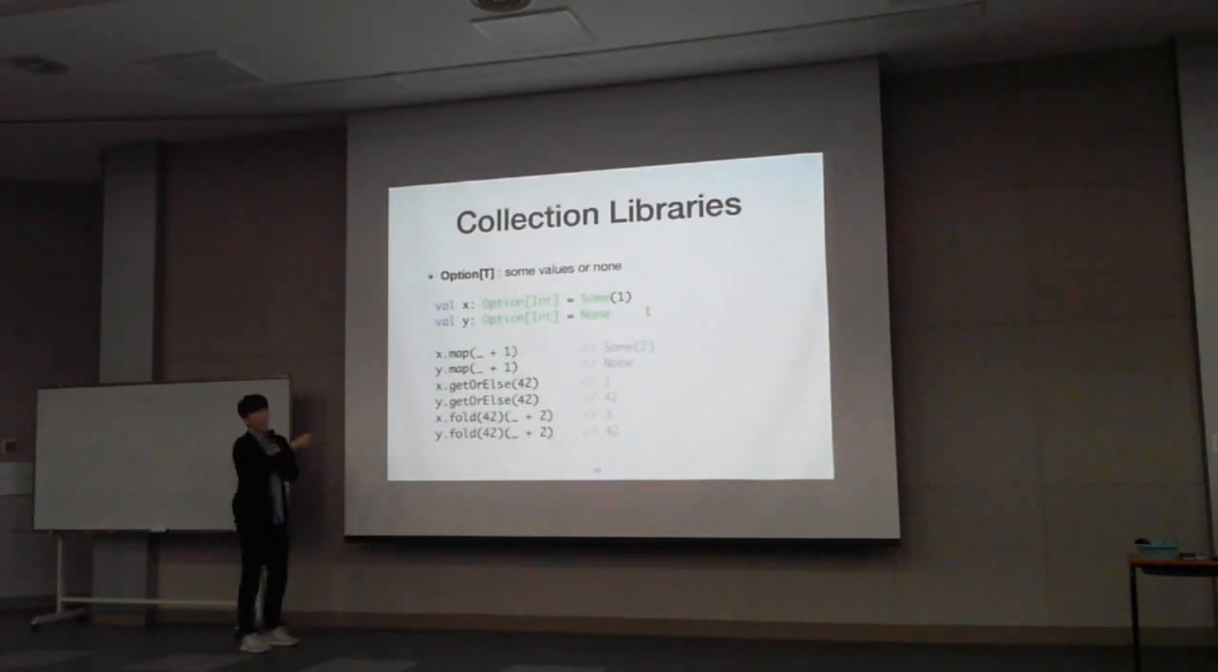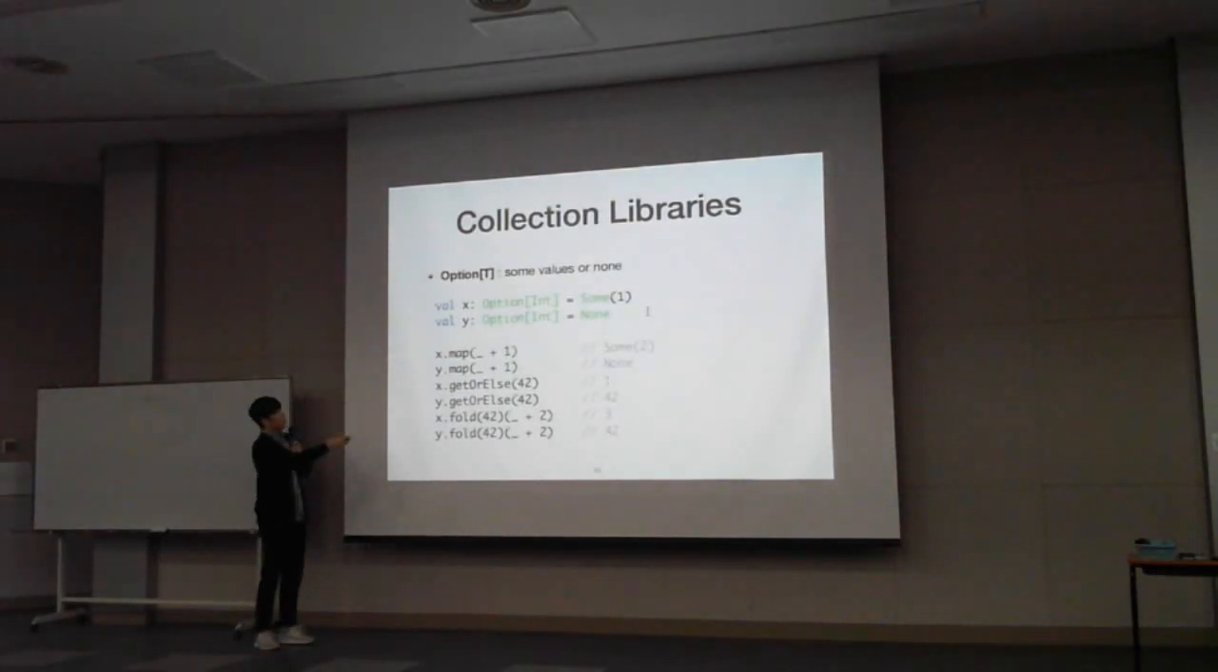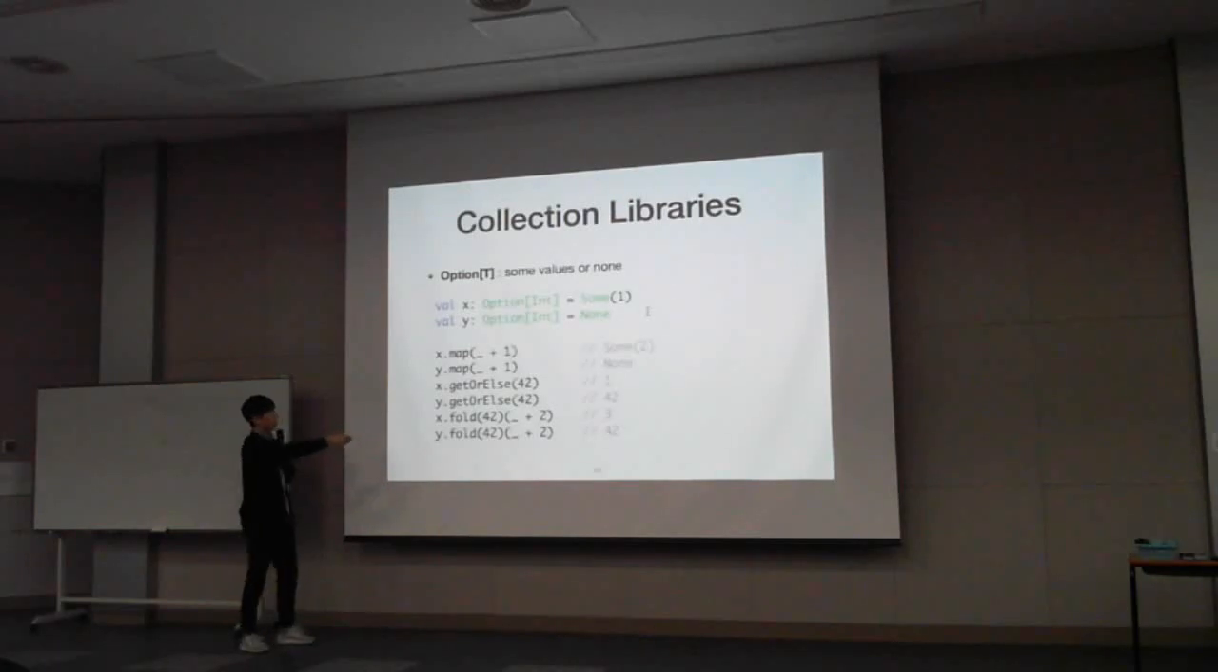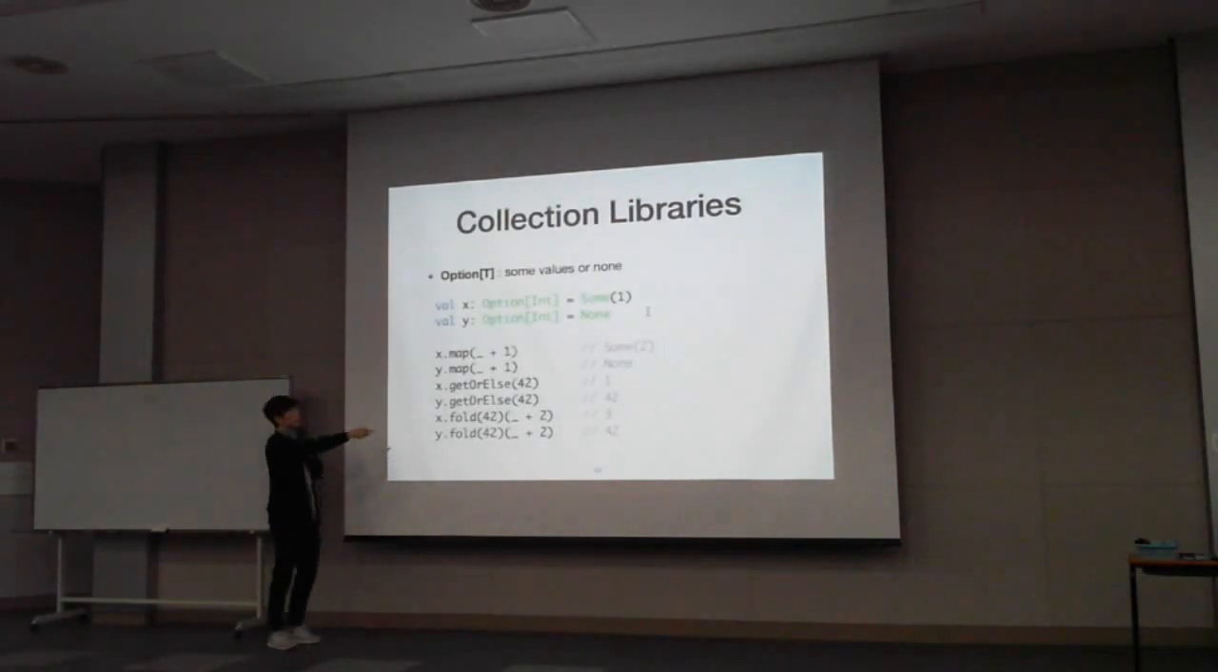So you can apply the map function like that. It means that if it has some value, apply this function, or if it is None, just give None. So this is the map function for the option type. And also getOrElse. This is the default value. If we have some value, it returns that value, or else this value. So if y is None, it returns 42.